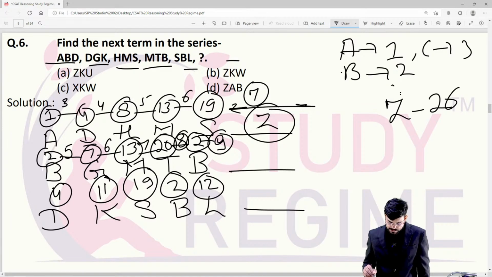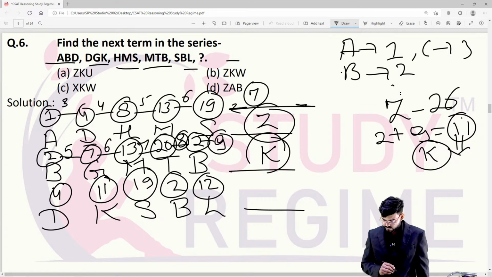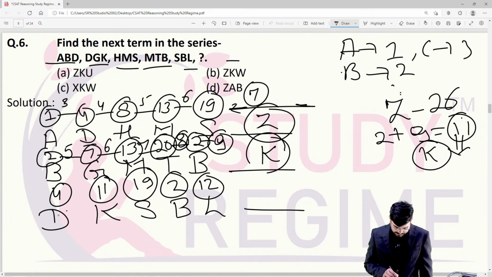So what will be later? 2 plus 9 you will get 11, and 11 is coded as what? K. Clear? It is coded as K. Now in the third question, D is coded as 4, K as 11, S as 19, B as 12.